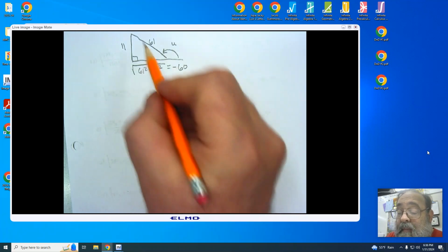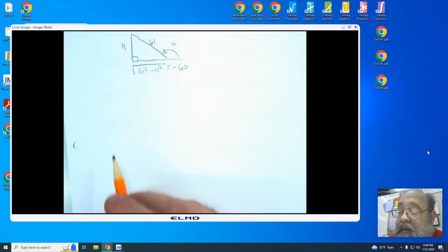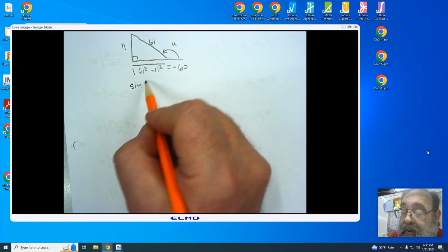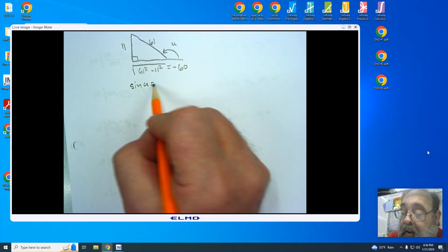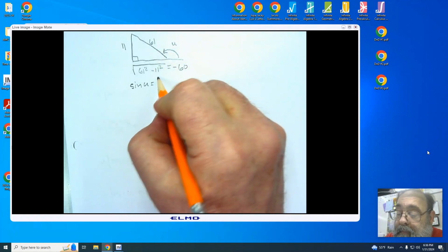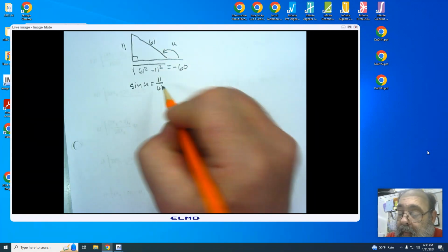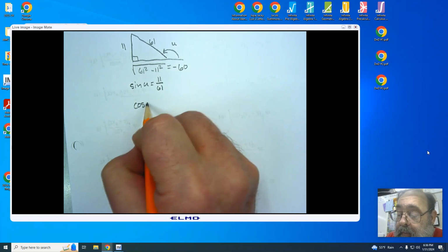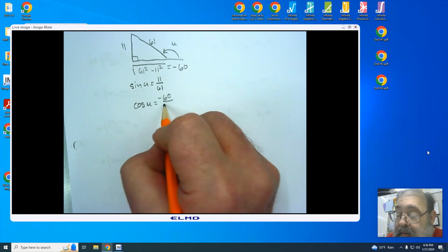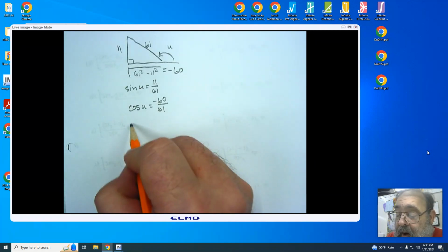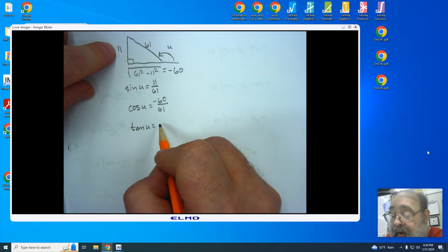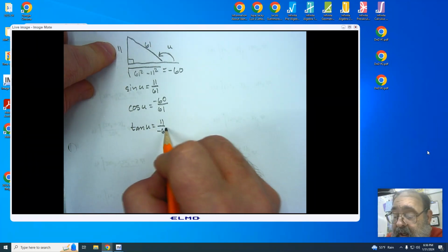Notice it's negative because we are in the second quadrant. I therefore know that my sine, which was given to me for u, is 11/61. The cosine of u is going to be negative 60/61. We then have our tangent of u, which will be 11 over negative 60.